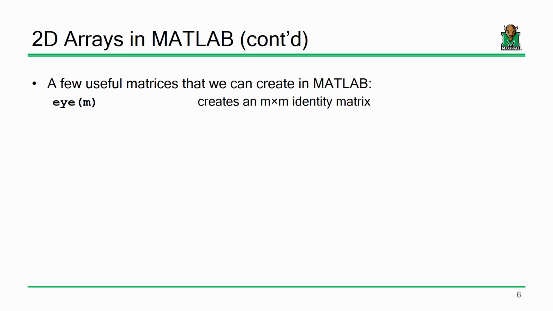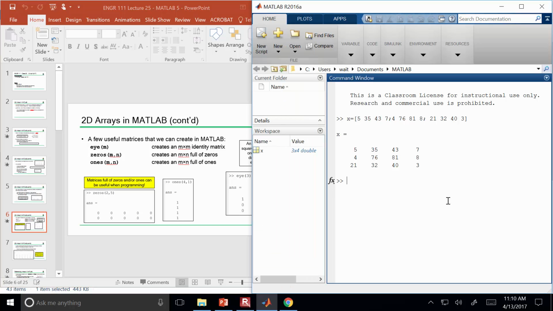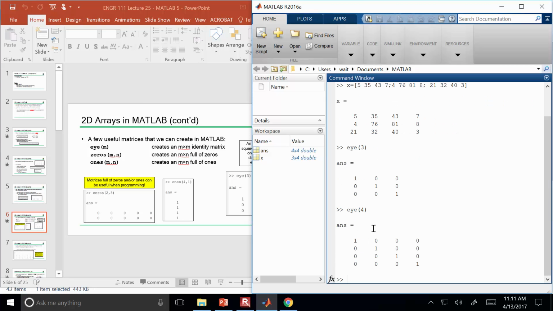Here are some interesting functions. Let's try these out. Try I of m, where m is a number. So I of 3. So an identity matrix is one that has ones along the diagonal. You may remember that from college algebra if you took it. And if we did I of 4, it's just going to be a 4 by 4 matrix where 1 goes along the primary diagonal there.